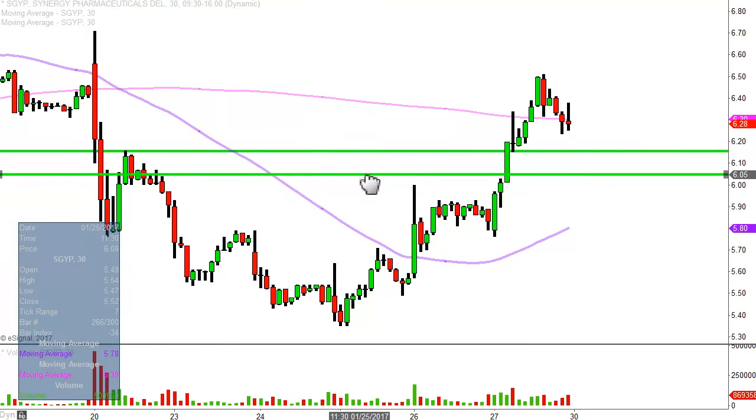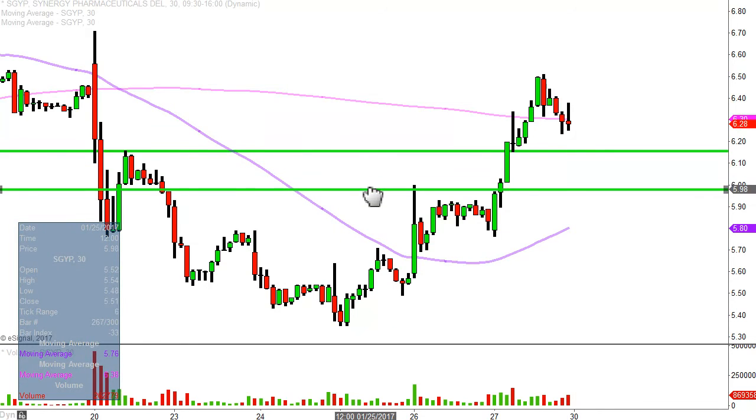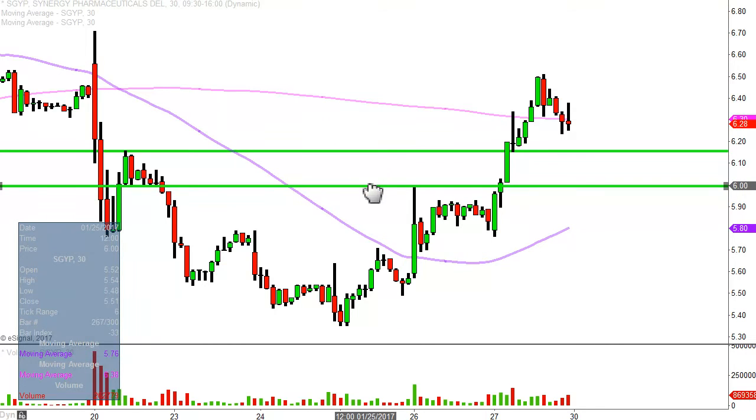Next level of support after that, down here at that point, and that sits at the $6 mark. So $6.15, $6, going to be the two near-term levels of support.